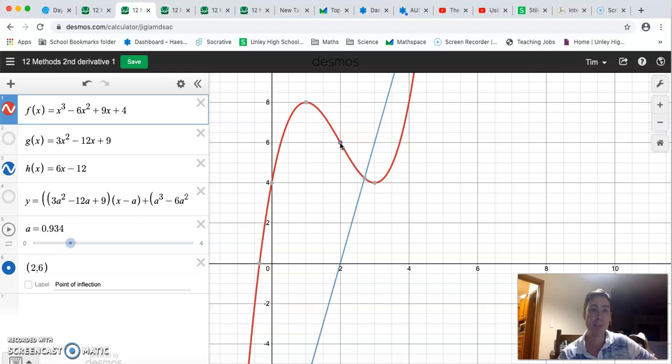How do I find the point of inflection? I make the second derivative equal to 0. How do I find stationary points on a function? I make the first derivative equal to 0. How do I find points of inflection? You make the second derivative equal to 0. Right.